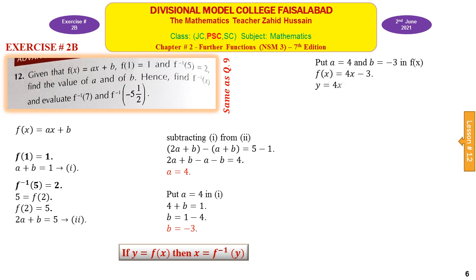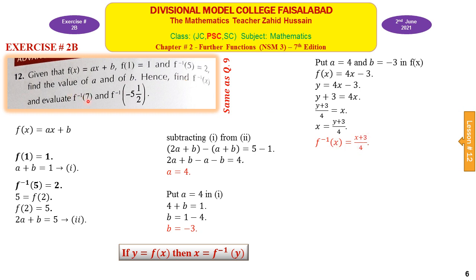We will replace f of x by y and we get an equation y is equal to 4x minus 3. Now we will make x the subject. y plus 3 is equal to 4x and x is equal to (y plus 3) over 4. Now replace x by f inverse x and all y's on right hand side by x. So the inverse of the function f of x is equal to (x plus 3) over 4.